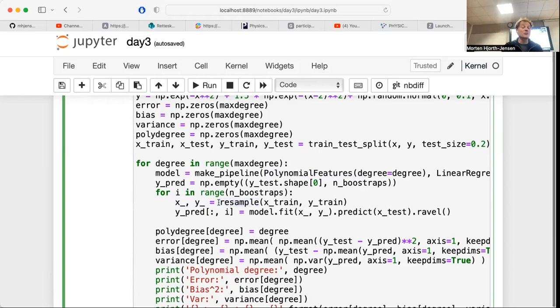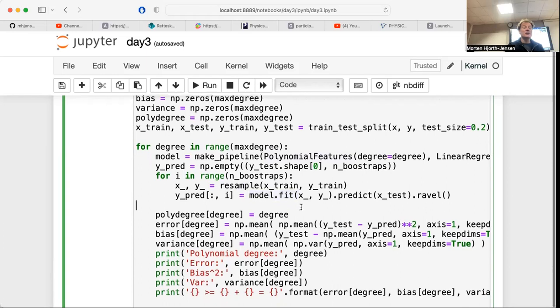So you can write your own, but when you have something like resample, you would rather use that one. And then you make a prediction. So this is my model, which is now being fit. And I do this 100 times for every polynomial degree. And then you see now that what I'm doing is making a prediction on the test data only.